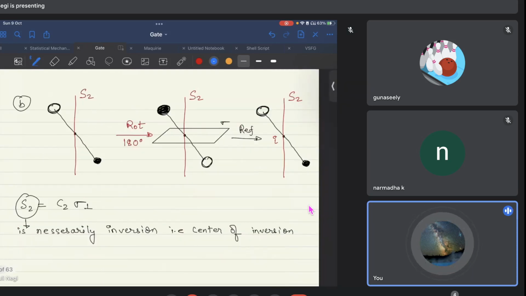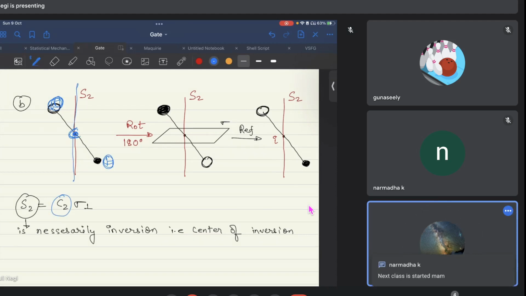Now for the S2 molecule, so imagine this is again, say, some atom, say H, and this is some other atom, yes, CO2. Say this is oxygen, and this is carbon. So if I'm doing S2, it means I'm doing a C2 operation. So this is the axis which will do it.